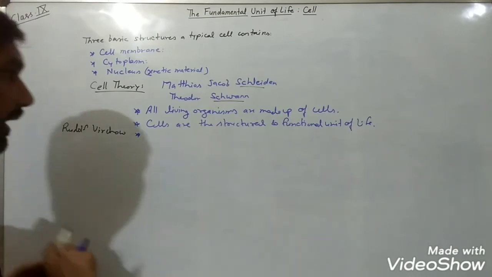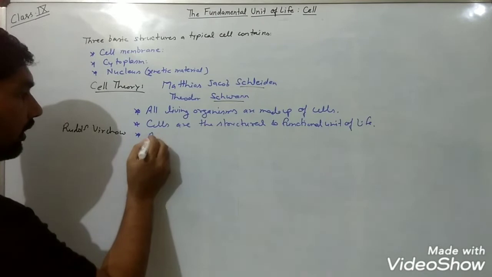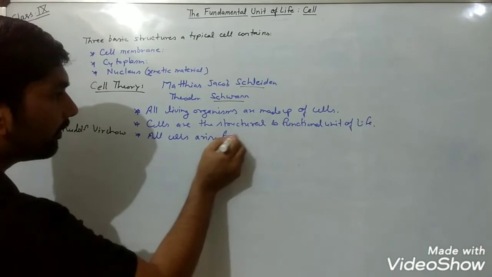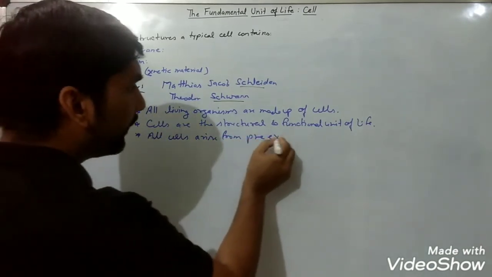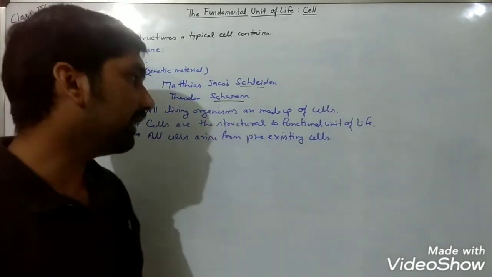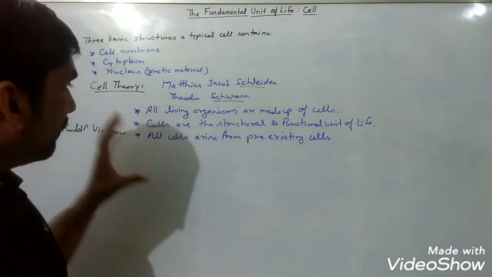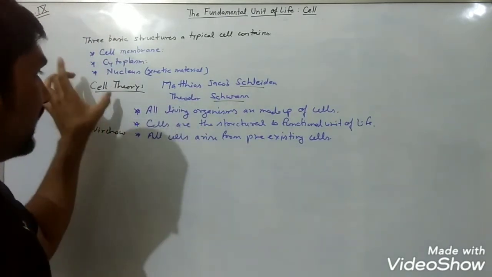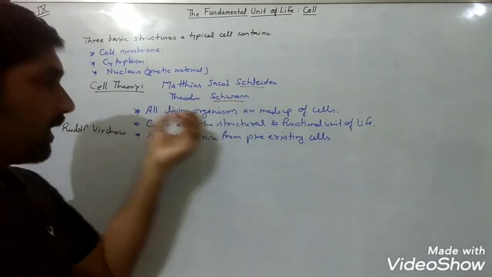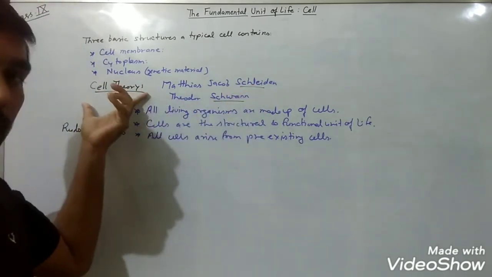And finally, one more statement is added here by a scientist named Rudolf Virchow. He added a postulate that is known as what? All cells arise from pre-existing cells. It means when the cells divide themselves, the new cells will arise. So these postulates are known as cell theory, and basically Schleiden and Schwann are considered to propose the cell theory.